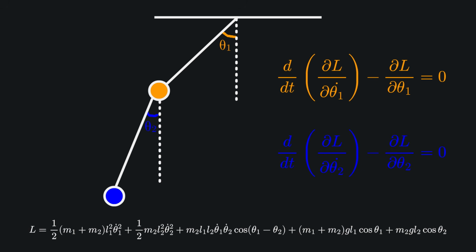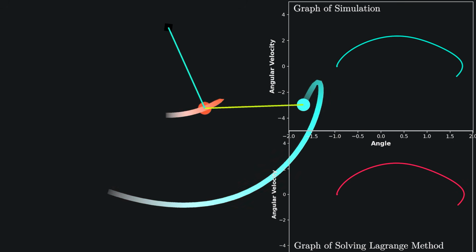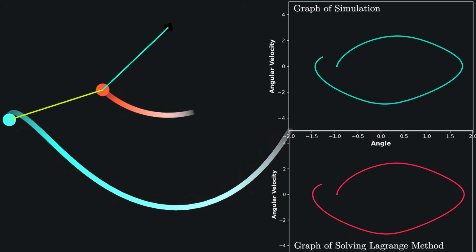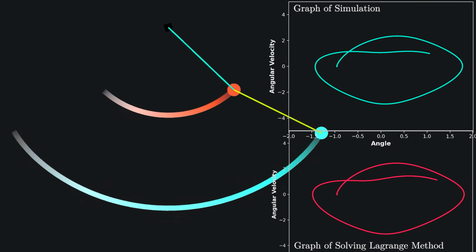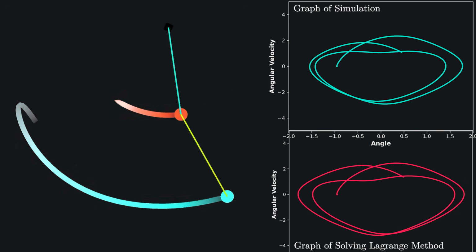By feeding this single Lagrangian into the Euler-Lagrange equation for both angles, the complex vector calculus completely disappears. The result gives us the exact differential equations of motion without ever calculating a single force vector. Let's put this to the ultimate test in a computer simulation.